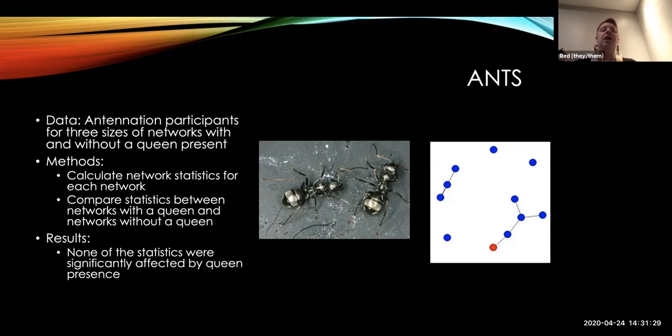So I looked at antennation networks for three different sizes of groups, with a queen present and without a queen present, calculated all of the network statistics that we talked about earlier, and compared those statistics for the networks with a queen and without a queen. And it seems like the queen really did not affect how they talked to each other, which is very surprising to me, because I expected that the queen giving off pheromones, because the queen does, would affect how they communicated, and it didn't.